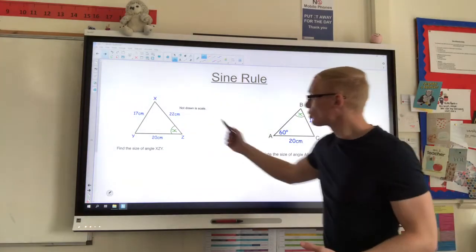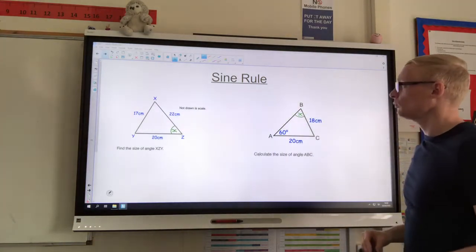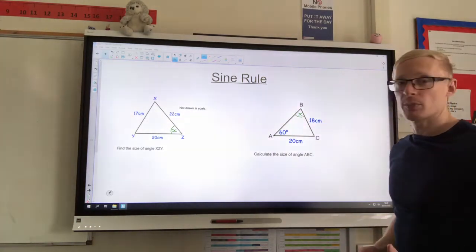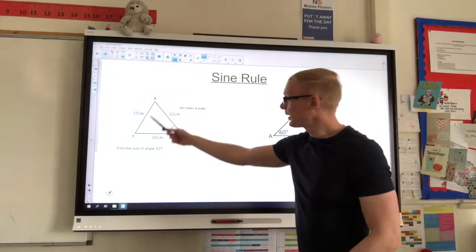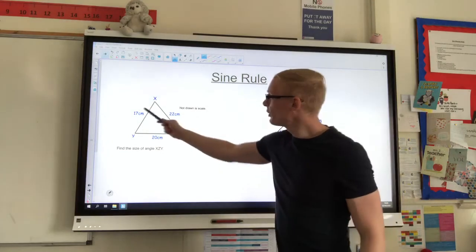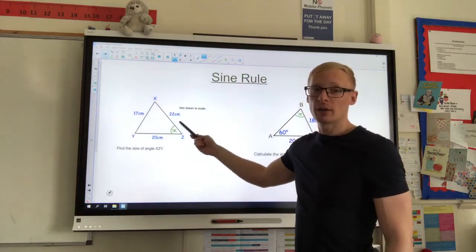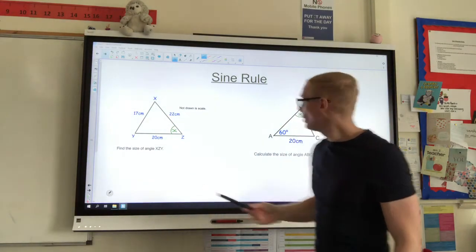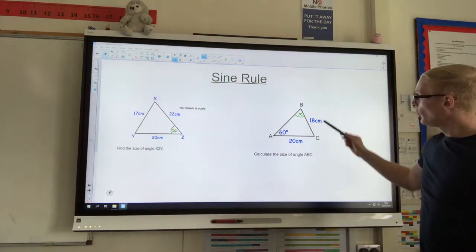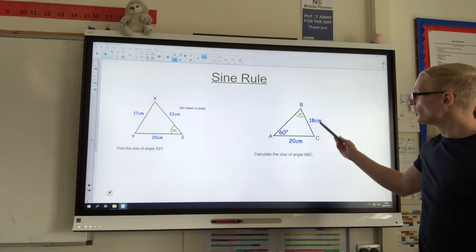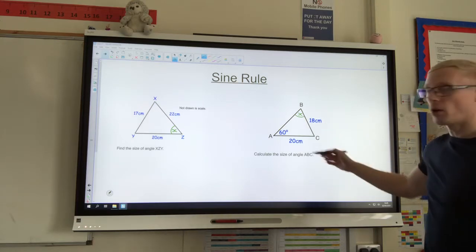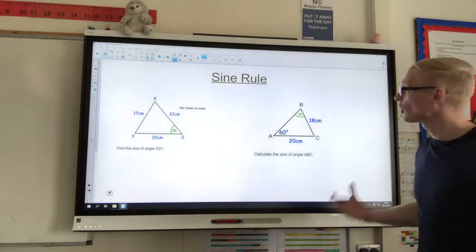So, when you look at these two triangles, you should be able to see the difference between when we use the cosine rule and when we use the sine rule. If you look at this particular example here, you've got 3 sides and you're looking for an angle. Okay, that has to be cosine rule. When you look at this example, you've got 2 sides, 2 angles, both of them opposite to each other. Therefore, this is when we use the sine rule. Okay, 2 sides, 2 angles, sine rule.